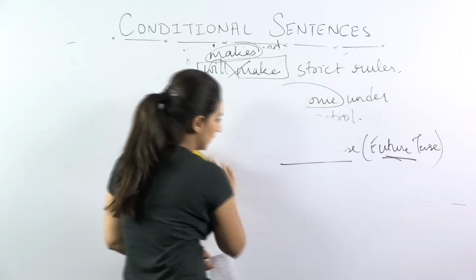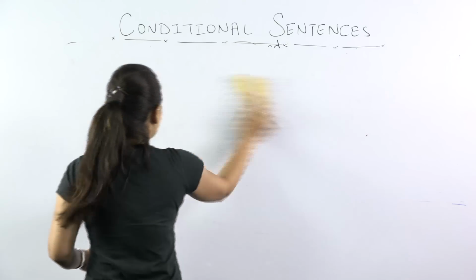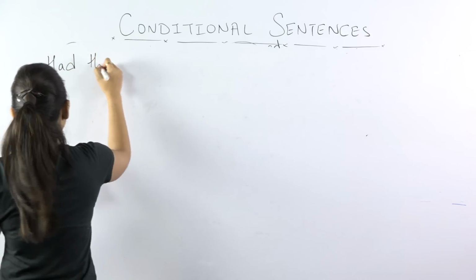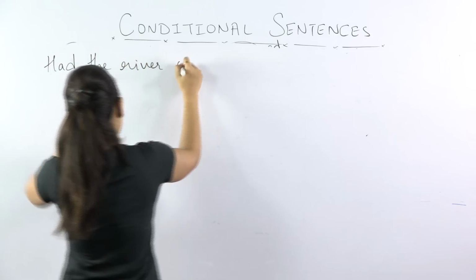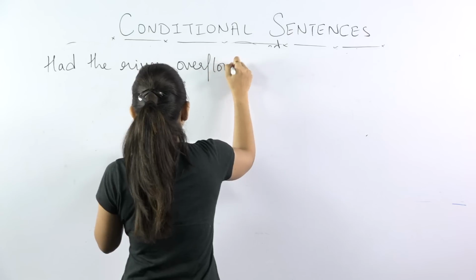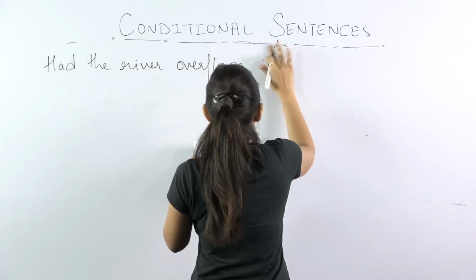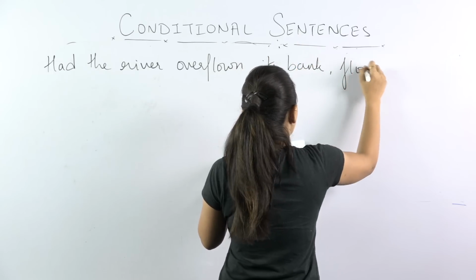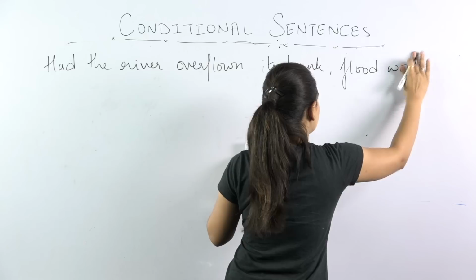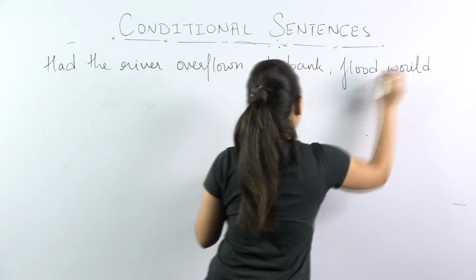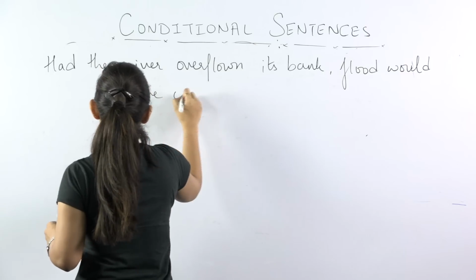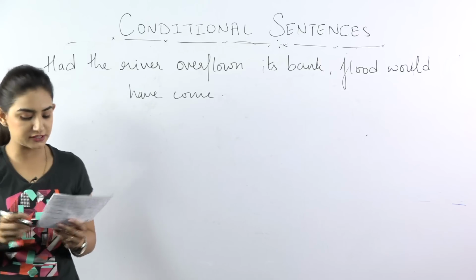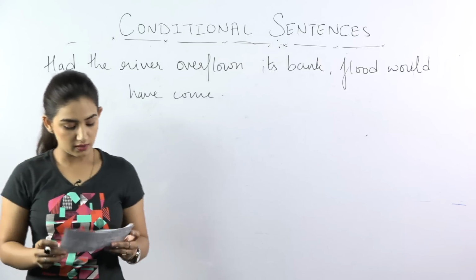Here comes your last question, and the last question says, had the river overflown its bank, flood would have come. Had the river overflown its banks, flood would have come.